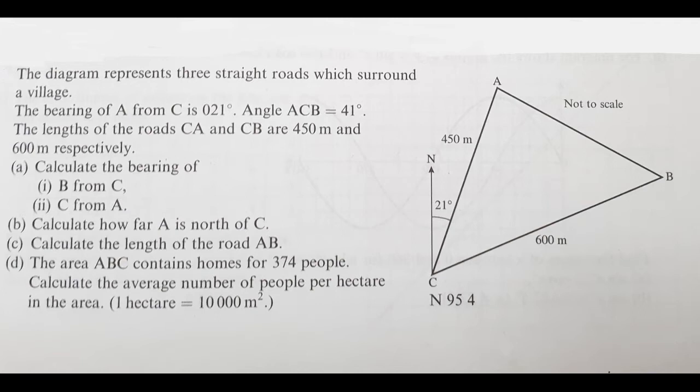Now the second question. The diagram represents three straight roads which surround a village. The bearing of A from C is 21 degrees. Angle ACB equal to 41 degrees. The lengths of the road CA and CB are 450 meters and 600 meters respectively. A. Calculate the bearing of B from C, and C from A. B part. Calculate how far A is north of C. C part. Calculate the length of the road AB. D part. Calculate the area of the triangle ABC.